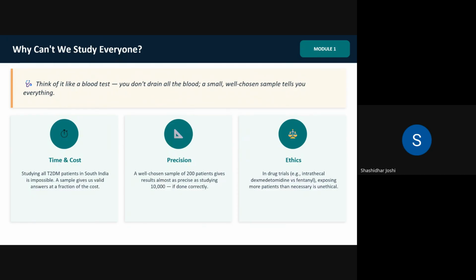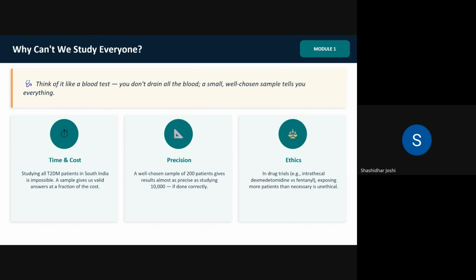What do you mean by if done correctly? The basic thing is that if you are able to choose a small set of patients which are representative of your 10,000 patients, then you need to understand it like this: you have a bigger group of patients, and from that bigger group, if you are able to choose a representative sample of 200 subjects, then that 200 patients' data has the ability to be almost as precise as studying 10,000 subjects.